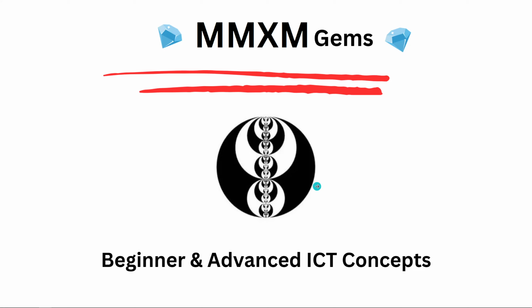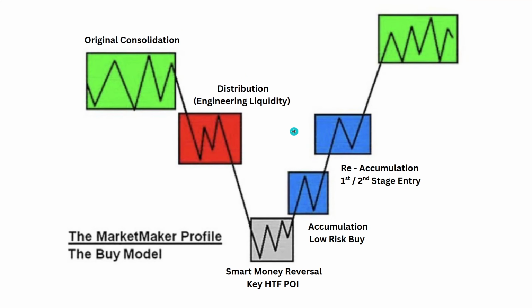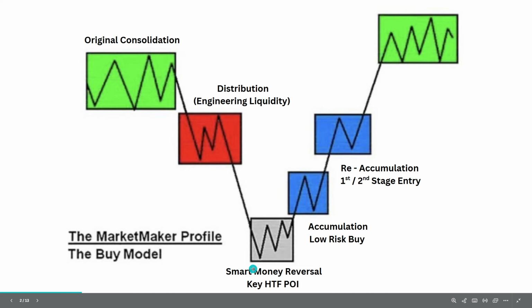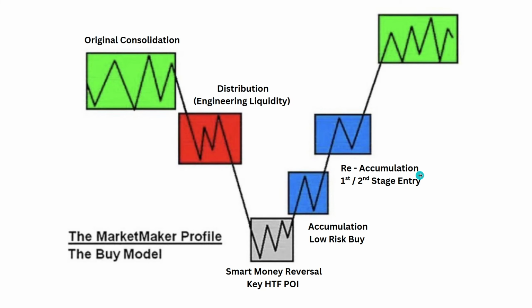Okay, so let's first start with the market maker model template. This is what the formation of a market maker model typically looks like. You'll have your original consolidation, your distribution phase, where you're engineering liquidity, your smart money reversal, which is off of a key higher time frame point of interest, your accumulation phase, which is a low risk buy, and your reaccumulation phase, which is typically the first or second stage entry.